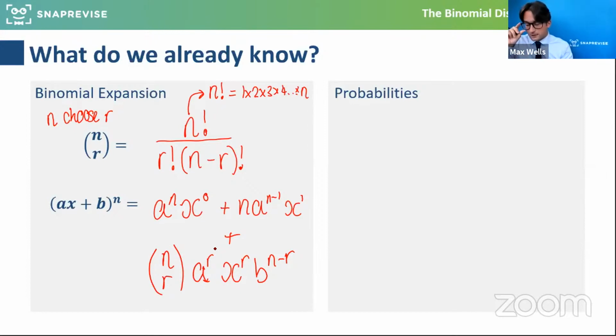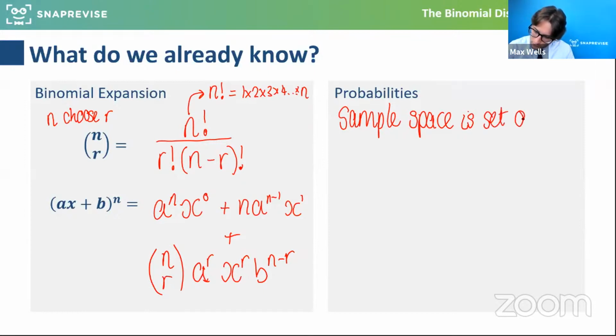So probabilities, things we should know about probabilities, some keywords and ideas. We've hopefully seen this before. The idea of a sample space is basically the set of all possible outcomes. And sometimes A is a group of outcomes. A is a set or an event.